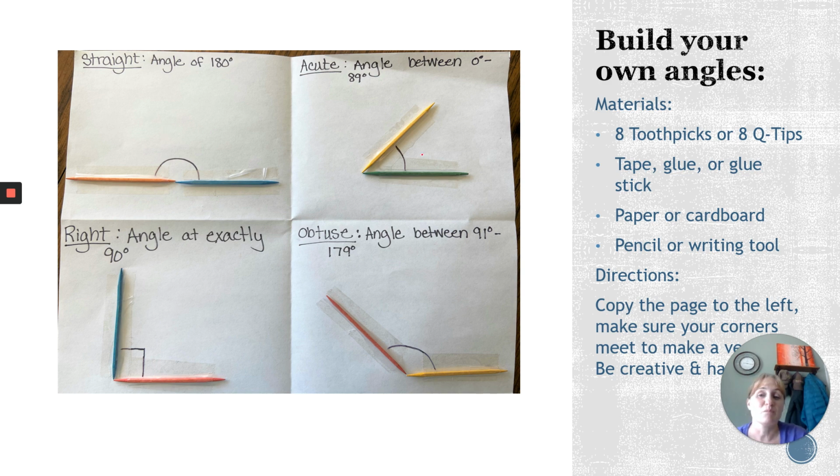So go ahead and make yours. I gave you a list of materials that I kind of used or some you could use, but be creative. So you could use toothpicks or Q-tips. I taped mine. You could use glue or glue stick, whatever you can find with that. You can tape it down or glue it down to paper or cardboard. And then I wrote the notes on the side. Remember what each one was. And I would like you to do that too, so you remember as well.